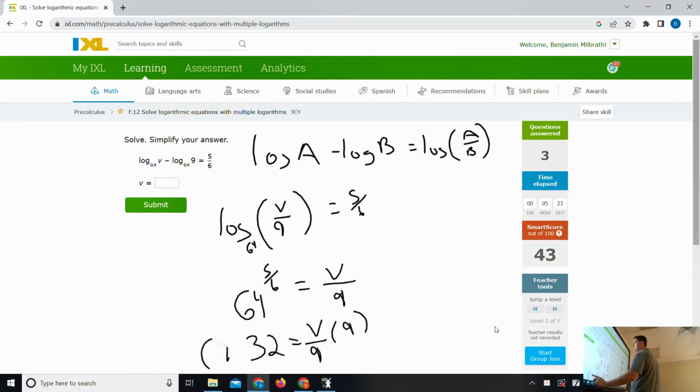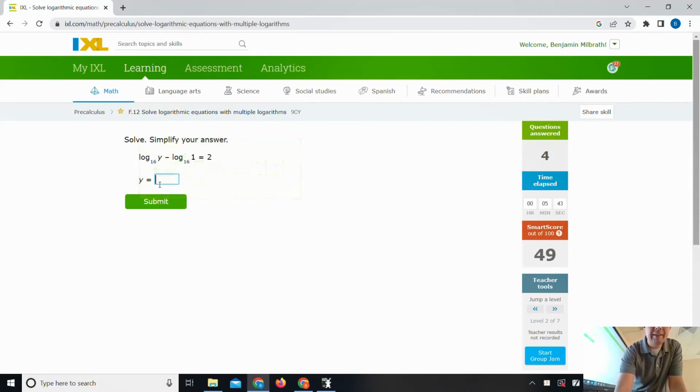Multiply 9 to both sides. 9 times 32 is going to be what? 288? That seems reasonable. So 288 is my value for v. Fantastic! God, I'm good. Let's jump up to level 3. Really? Really? Something that simple?